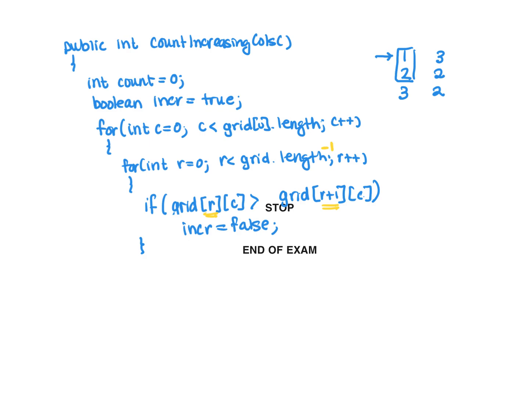So then we're going to go down here, and if the increasing is still true after this loop, then we know that we found a completely increasing row, so you can do count plus plus. And then no matter if that was increasing or not, you're going to set increasing back to true. After you traverse both things, then you're going to return count.